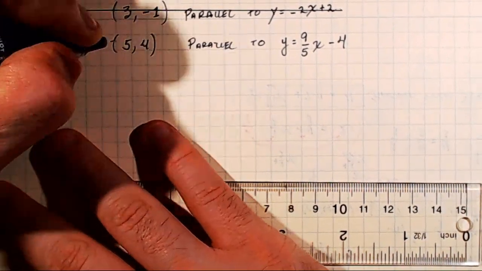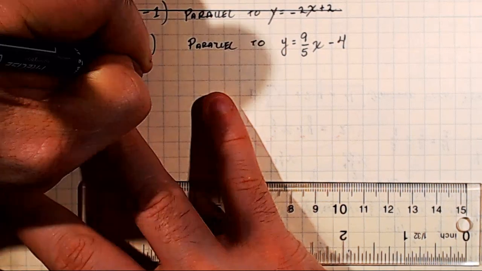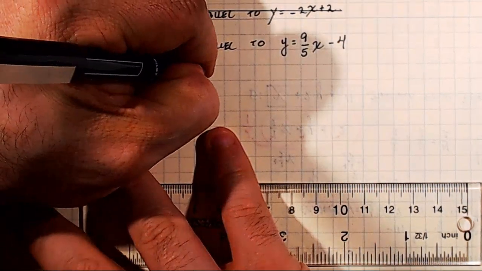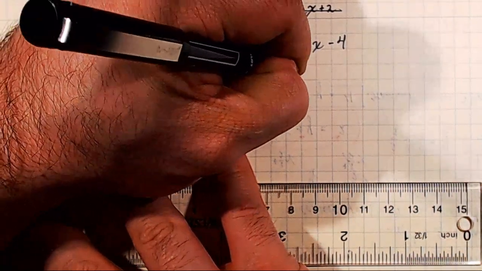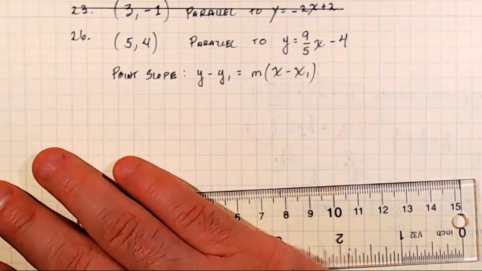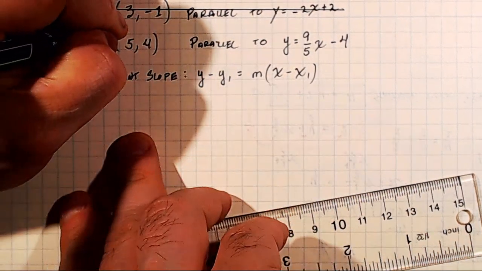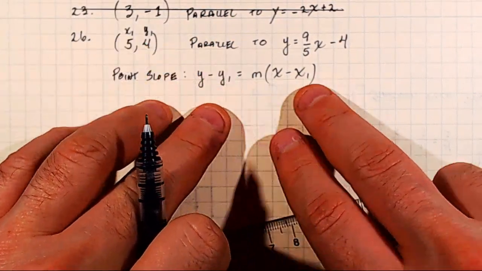We're actually ready to just jump right into the point slope formula. Remember, point slope formula is y minus y1 equals m, open parentheses, x minus x1, close parentheses. Our slopes are going to be the same. We know m is going to be equal to 9/5. What we don't know is what the y-intercept will be. So here's how you do this. This is x1 and this is y1. We're just going to plug these values into our formula.